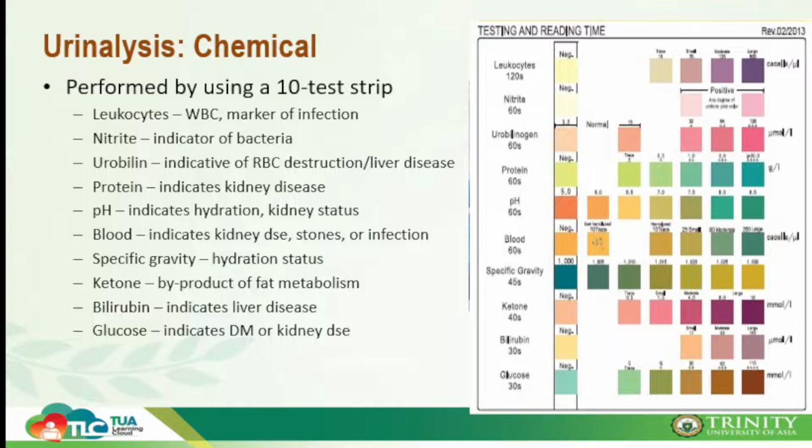Also, the specific gravity. It gives us a clue as to the hydration status. Ketone is a byproduct of fat metabolism. Bilirubin is also for liver disease. And glucose. Because when there is glucose in the urine, it means there is too much glucose in the blood, because urine is formed from the blood.